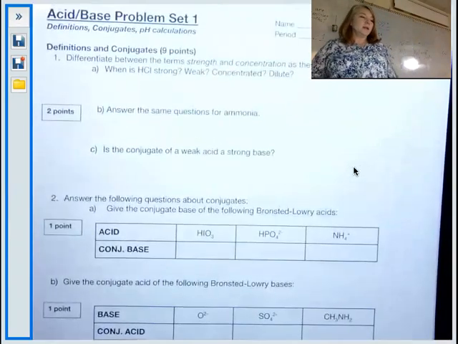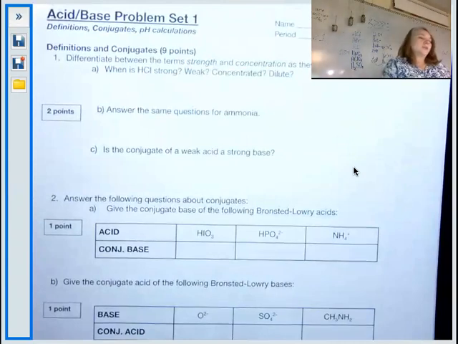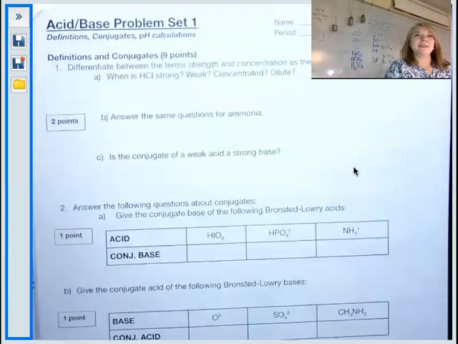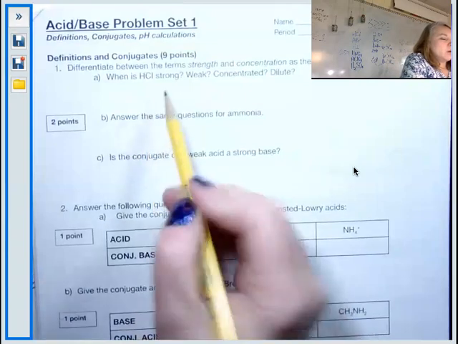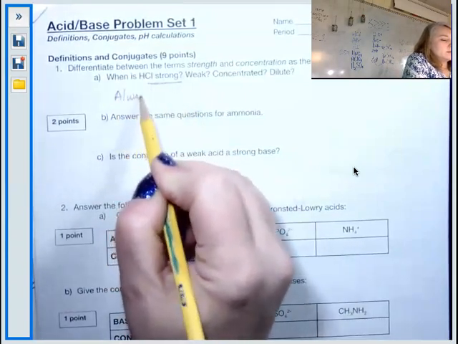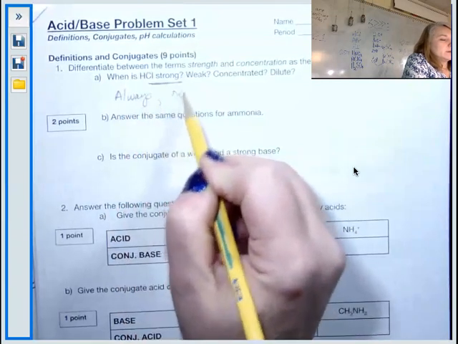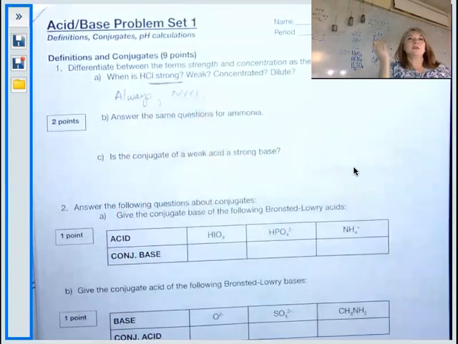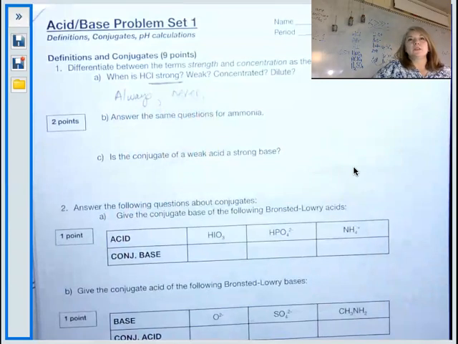It's not a trick question. It's just trying to make you think. So hydrochloric acid is always strong. Weak, never. Concentrated, when would it be concentrated? Okay. So this is just making sure you understand the difference in the terms there. Concentrated just simply means you've got more of it in solution.